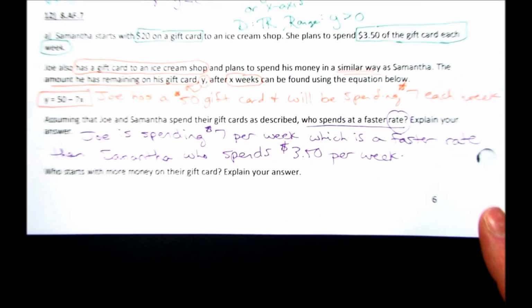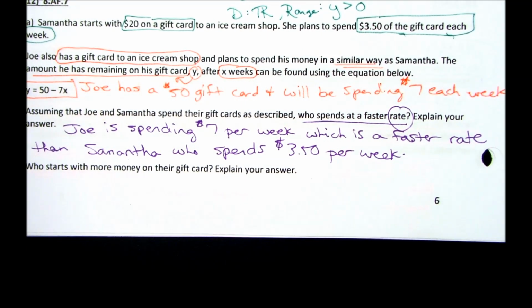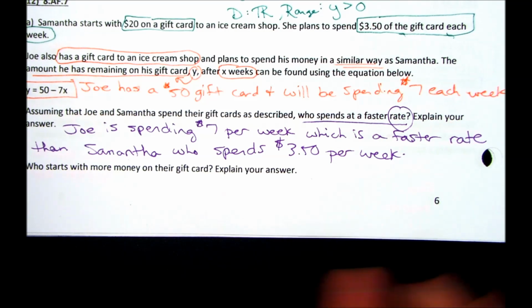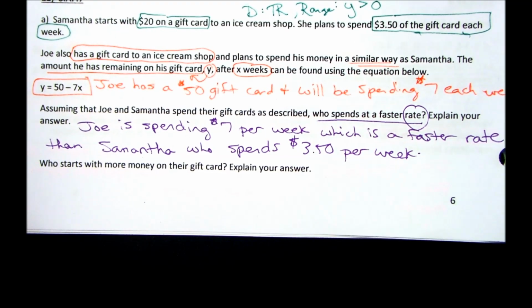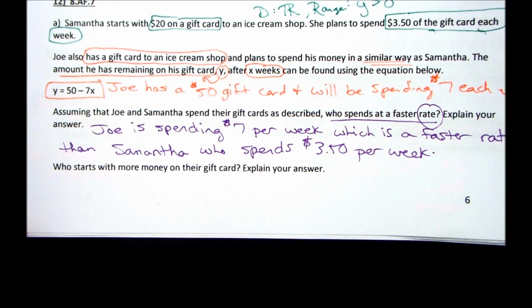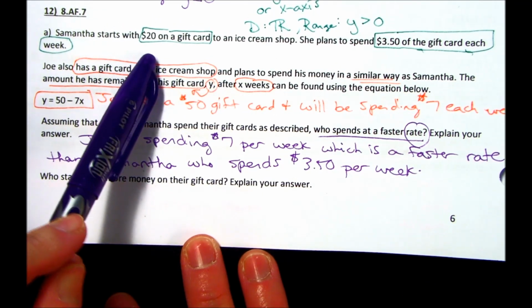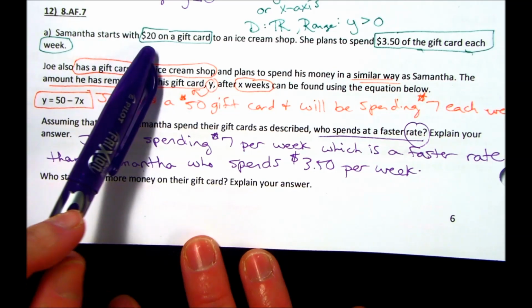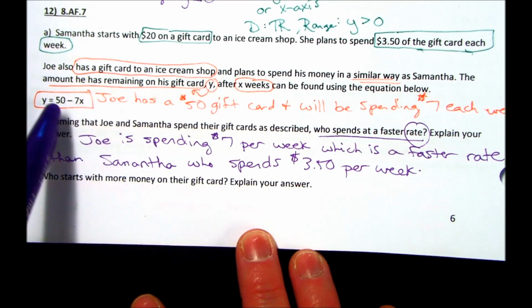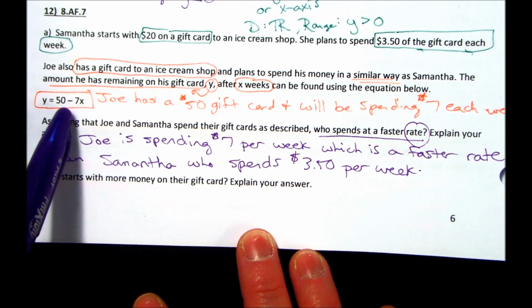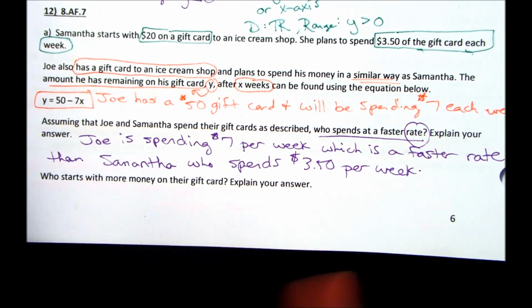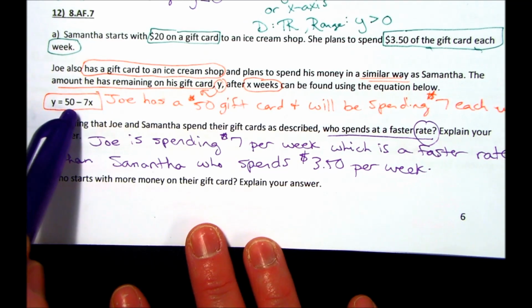All right, so that answers that question, and we've explained ourselves. Then it asks us who starts with more money in their gift card, and again, explain your answer. In the information, it's telling us that Samantha had a gift card for $20, but in this equation, you could tell that Joe has a gift card for $50. So that's his Y. If you look at the equation, it's basically your Y-intercept. So the Y-intercept is your constant.